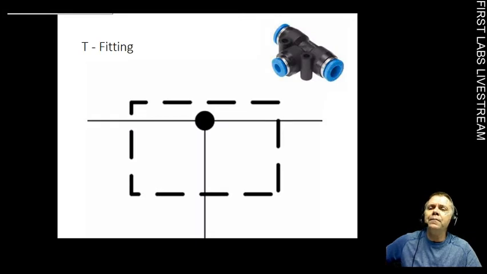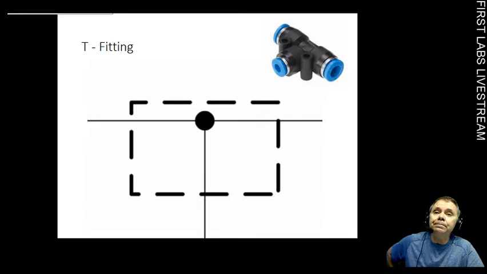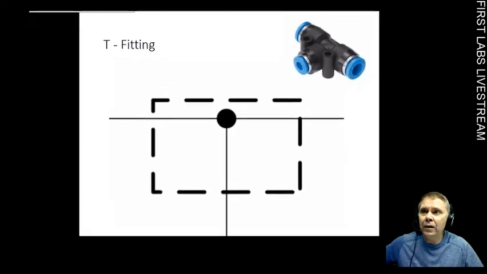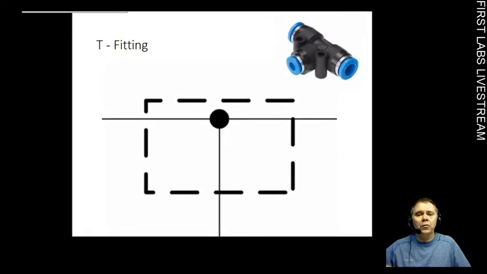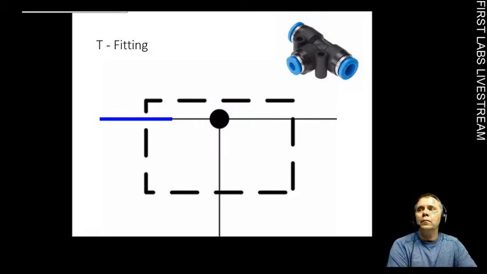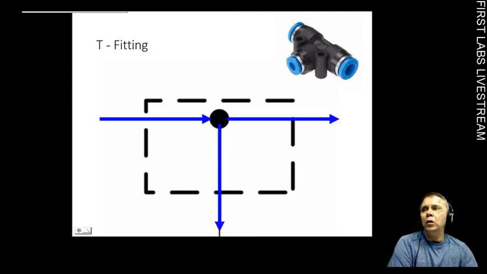Combined actuations. Another thing you'll see quite a bit in your schematics are these T-fittings, and the T-fitting is simply a way of bringing 3 hoses together, right? So basically, there's nothing inside there; it just ties them all together. So air going in goes out in all directions.